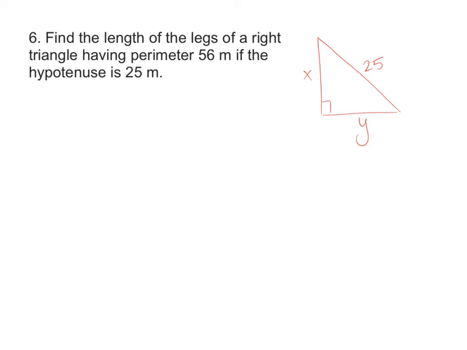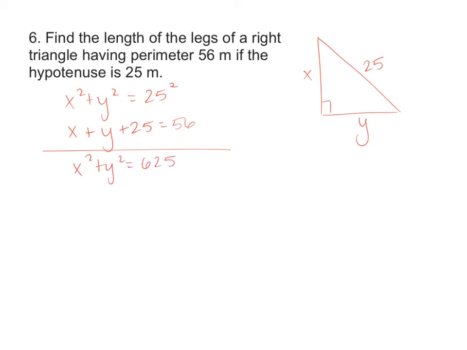So a couple of things to remember about right triangles. That means that we can find all 3 sides of the triangle using the Pythagorean theorem, yes? So that means that x squared plus y squared has to equal 25 squared. We also know that the perimeter has to be equal to 56. So x plus y plus 25 has to be equal to 56. So I'm going to simplify each of those. That means that x squared plus y squared is equal to 625, which is 25 squared. And then x plus y has to be equal to 31 because I'm going to subtract 25 from each side.